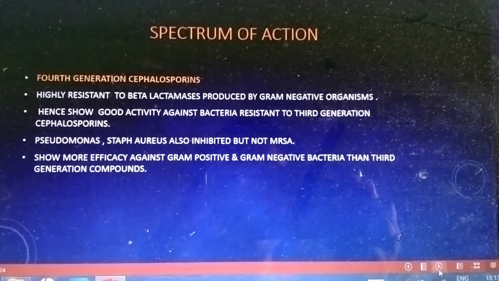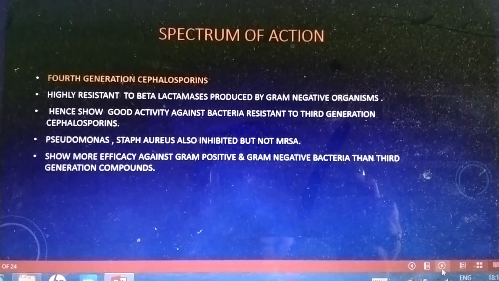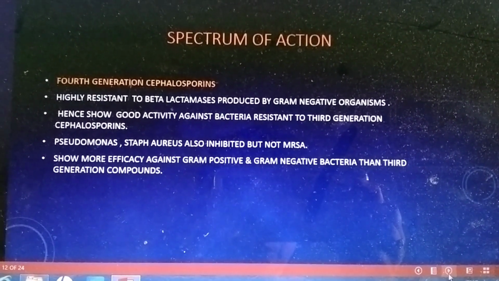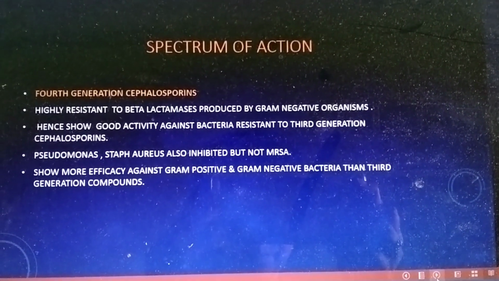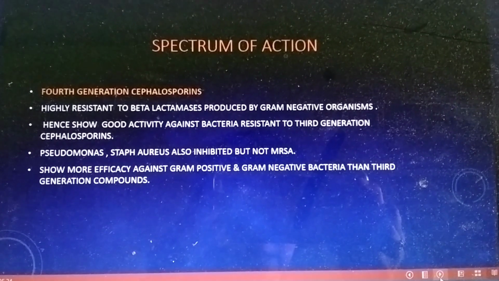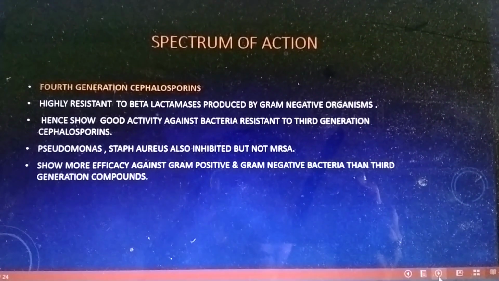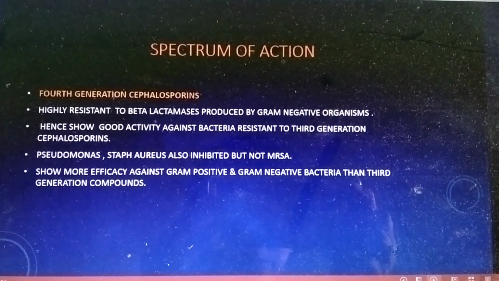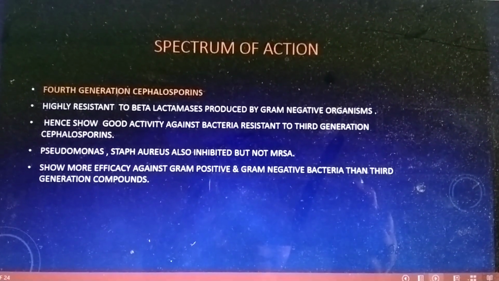So the fourth generation cephalosporins are highly resistant to the beta-lactamases produced by the gram-negative organisms and show good activity against the bacteria resistant to the third generation cephalosporins. Pseudomonas is inhibited, Staph aureus is also inhibited but not methicillin resistant Staph aureus. More efficacy is seen against the gram-positive and the gram-negative bacteria than the third generation compounds.